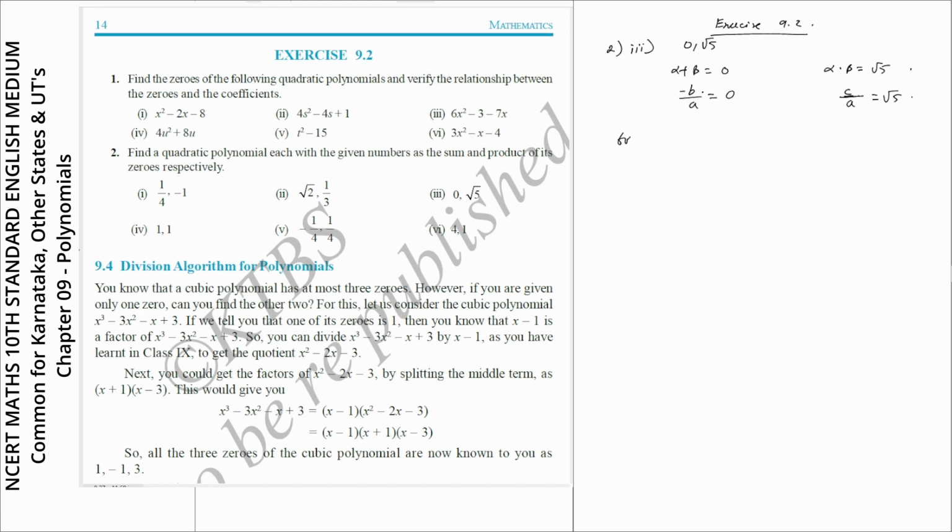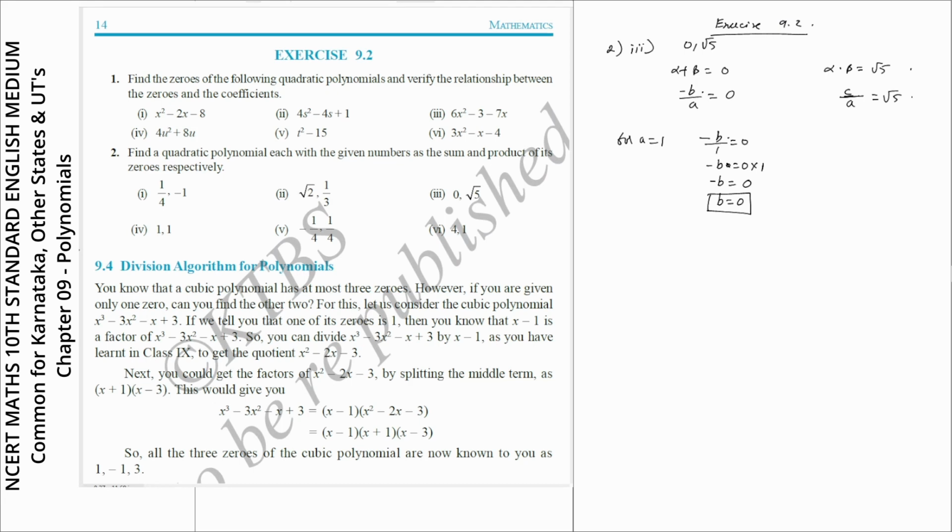So for a is equal to 1, I'll get minus b by 1 is equal to 0, or minus b is equal to 0 into 1 cross multiplication, or minus b is equal to 1 into 0, which is 0 only, or b is equal to 0. Minus b is equal to 0, I can write as b is equal to 0.